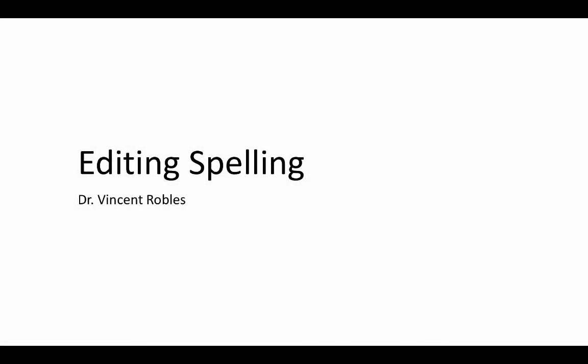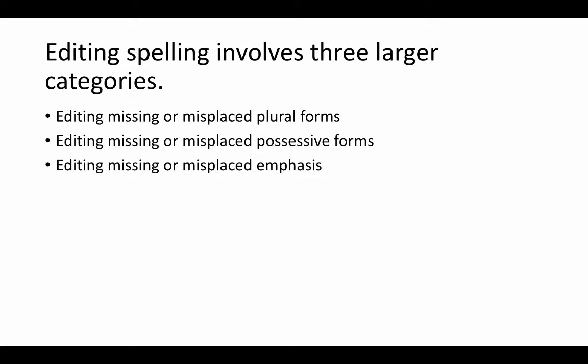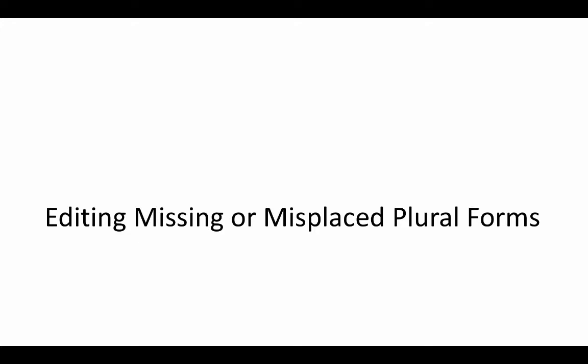This presentation is about editing spelling. To help put this together in a way that we can remember, there are three categories that we could classify for editing spelling. One has to do with plural forms, one has to do with possessive forms, and the other has to do with the way we treat the words in terms of emphasis. First, plural forms.